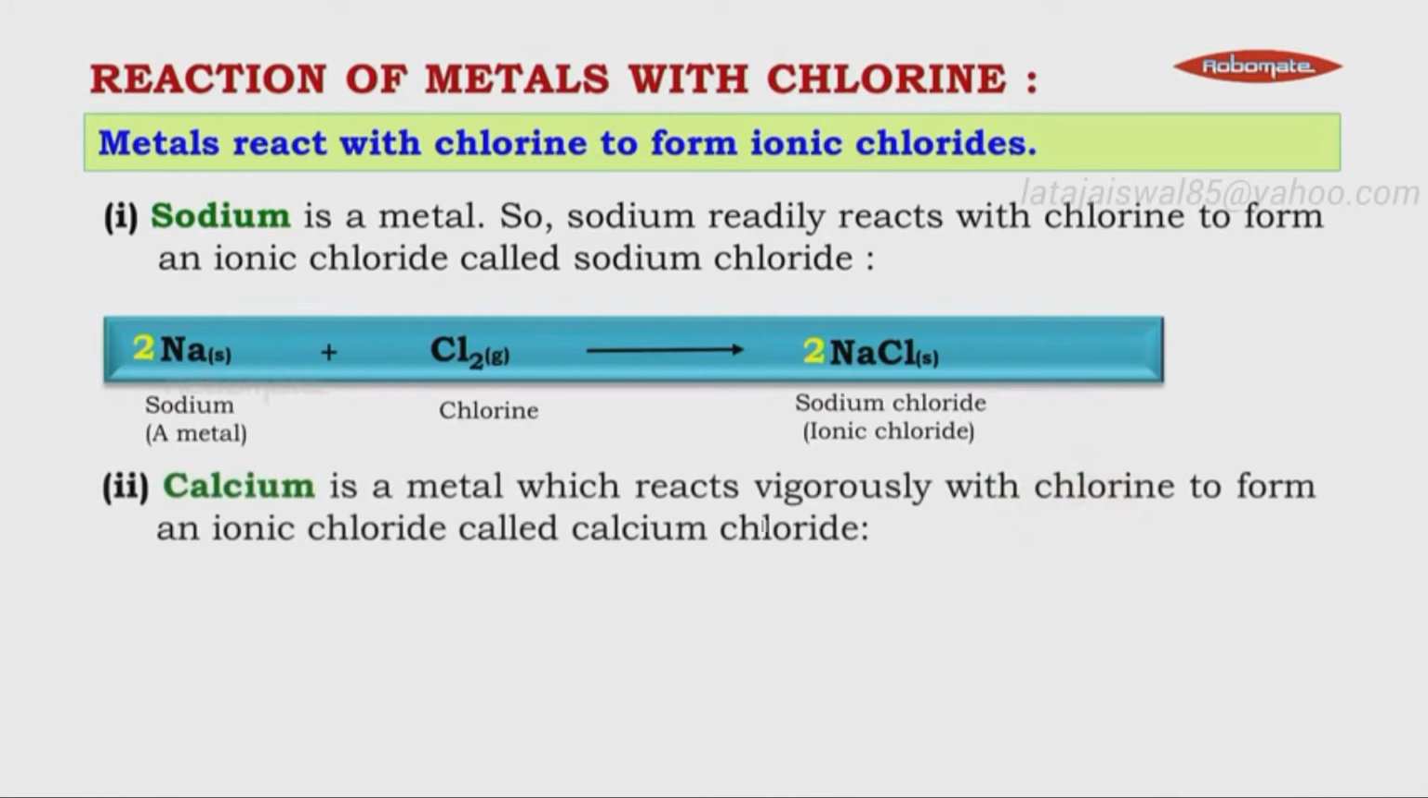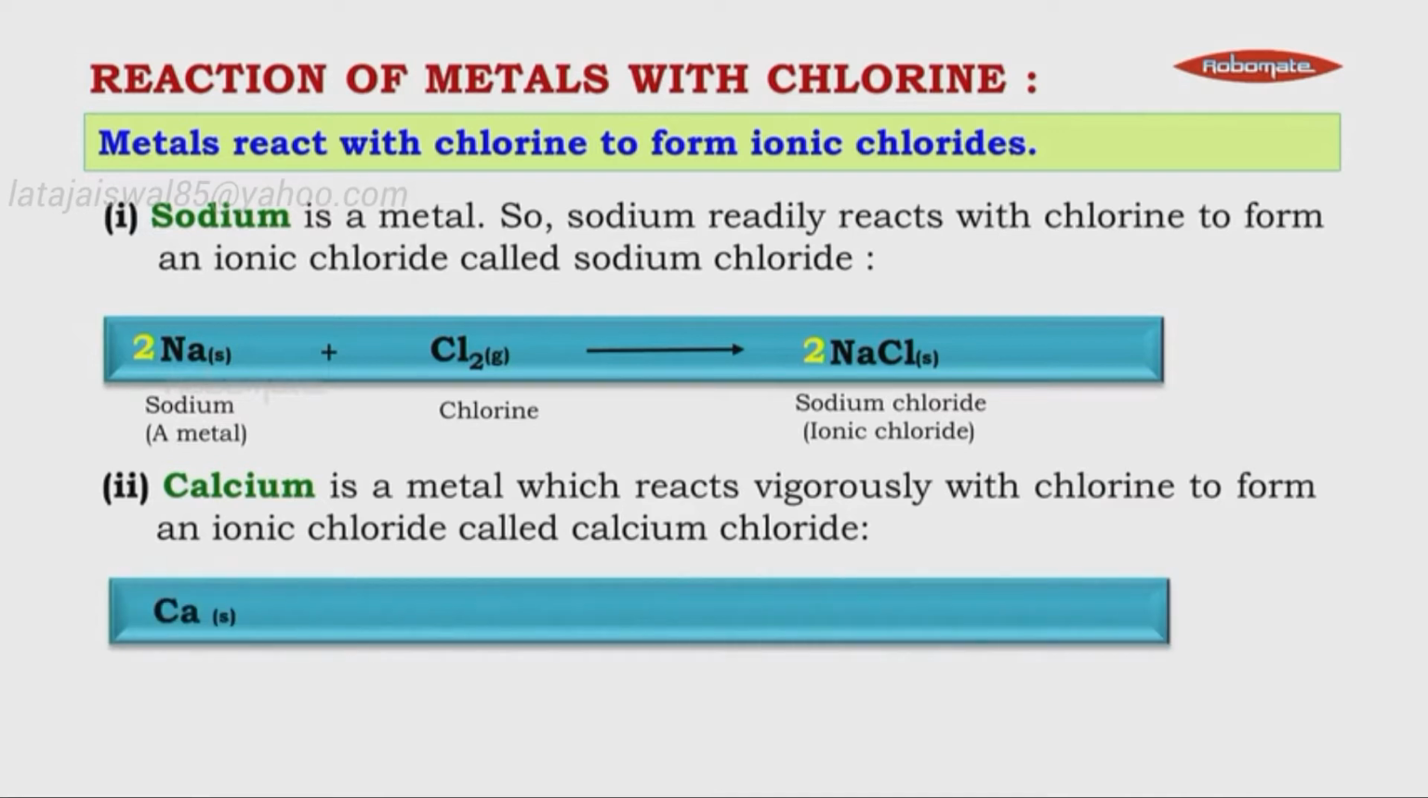More of this. Calcium is a metal which reacts with chlorine to form an ionic chloride called calcium chloride. Now calcium reacts vigorously with chlorine. Calcium reacts with Cl2. Over here, calcium's valency is 2, Cl's valency is 1. What would you do? Crisscross, it will form CaCl2. In this reaction, you'll see that the reaction is self-balanced. So metals react with chlorine.